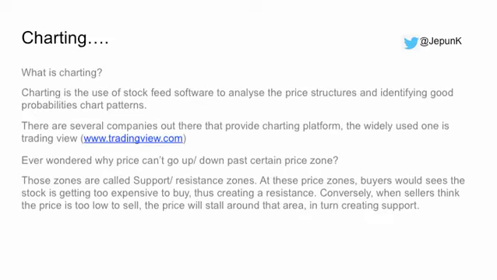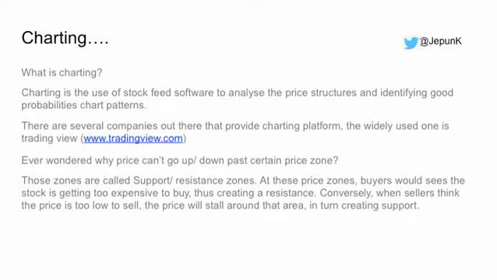So now, charting wise, there are various software out there. There's quite a lot of platforms. And JP has given one example there, tradingview.com. It's one of the trading platforms which is used quite a lot. So if you ever wondered why prices can't keep going up and down past certain zones, these zones are called support and resistance zones. And we're going to discuss that shortly.